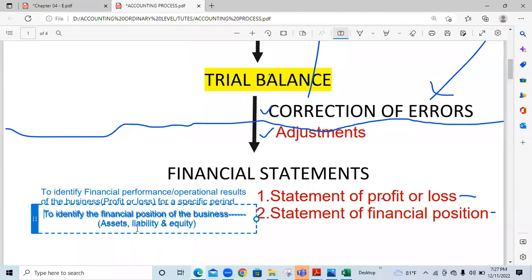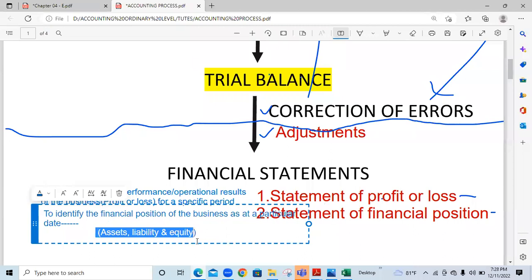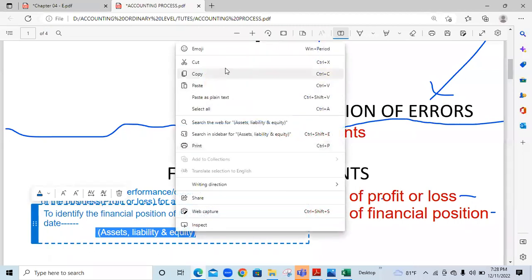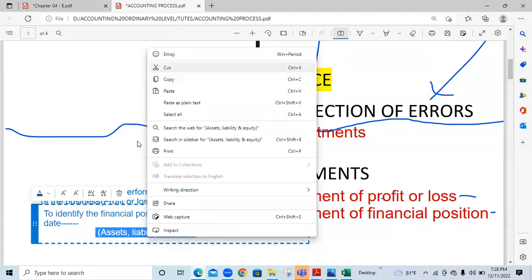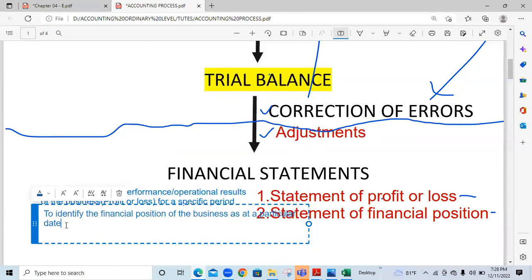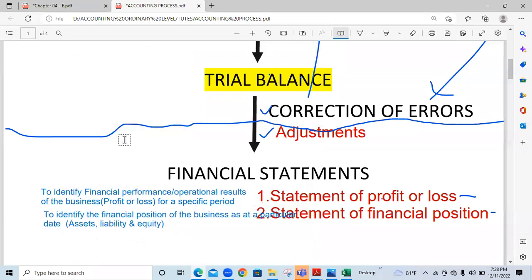While the statement of financial position identifies the financial position of the business as at a particular date, we are trying to find what is the value of asset as at 31st March, as at 31st December, what is the value of liability. At a particular date, what is the value of asset, liability, and equity.